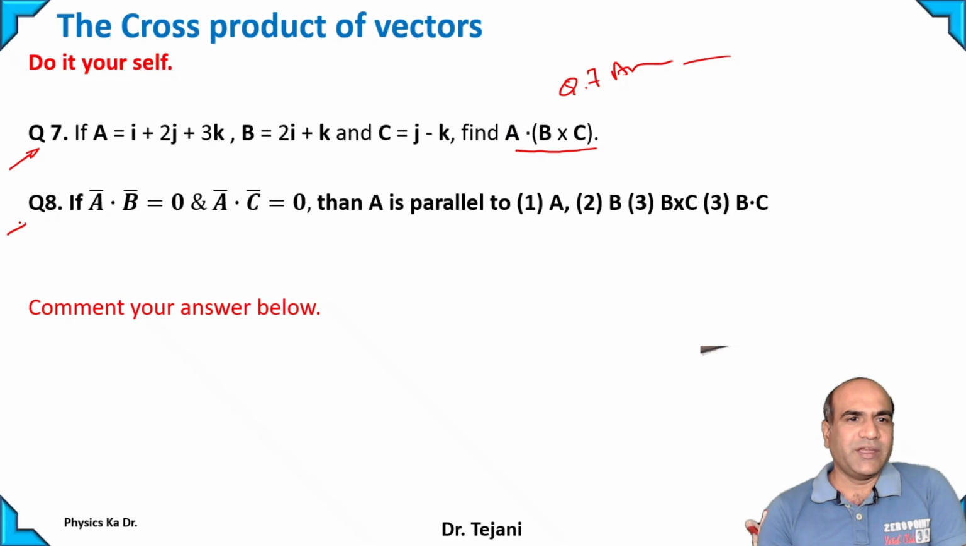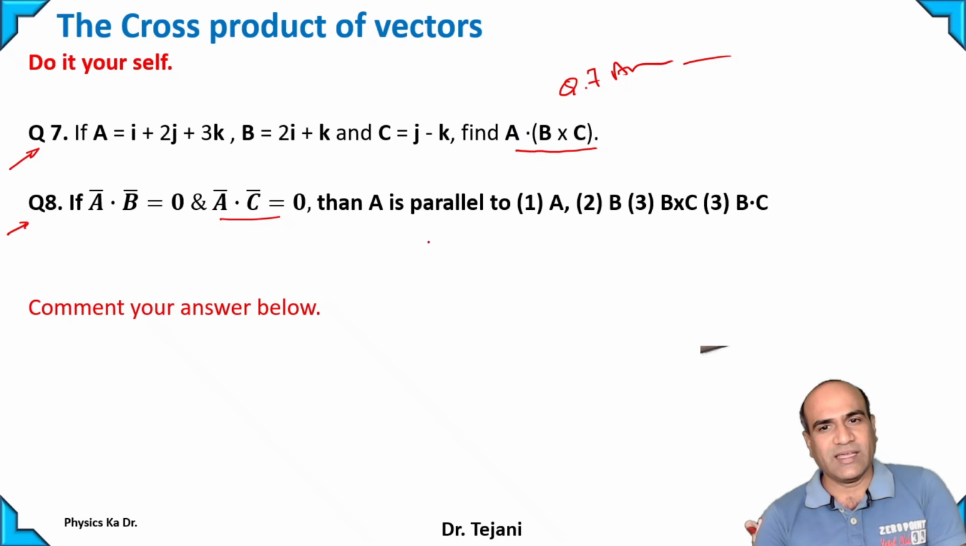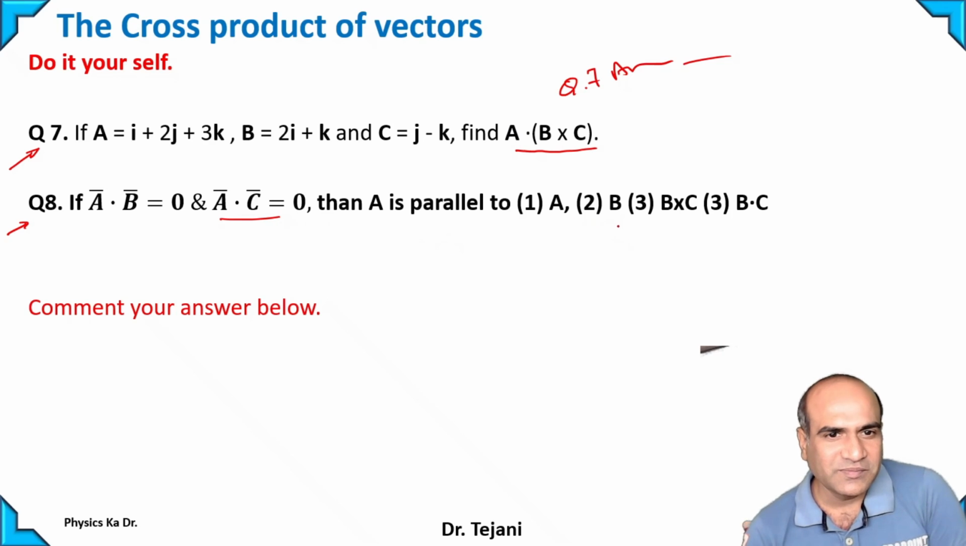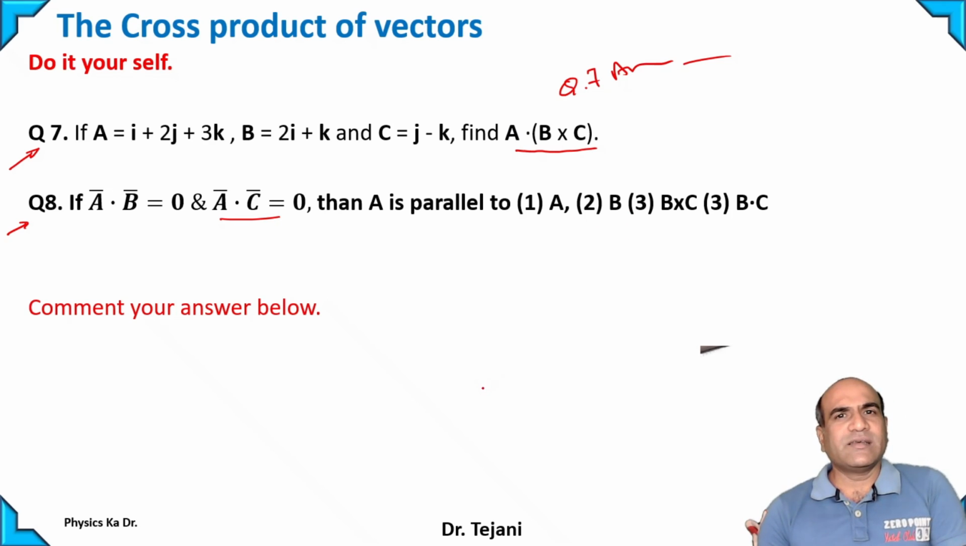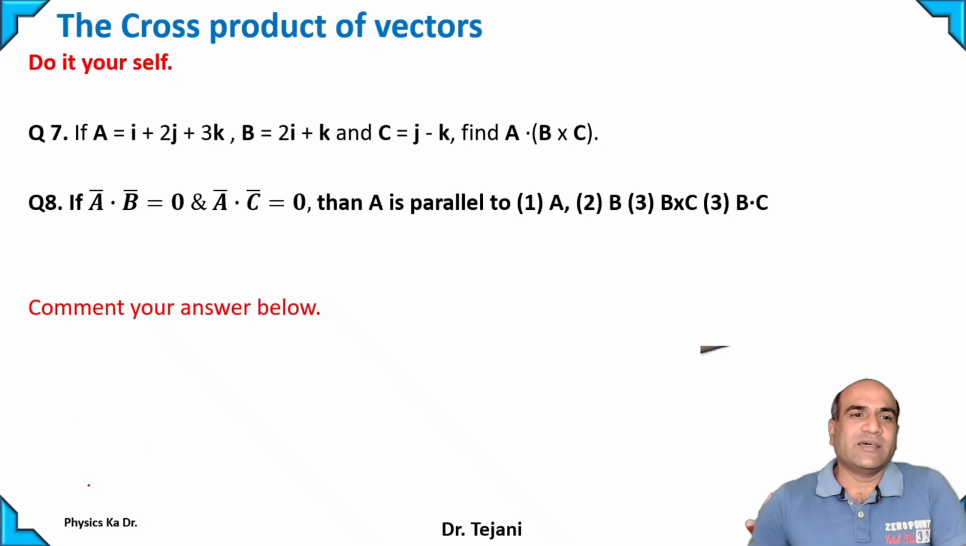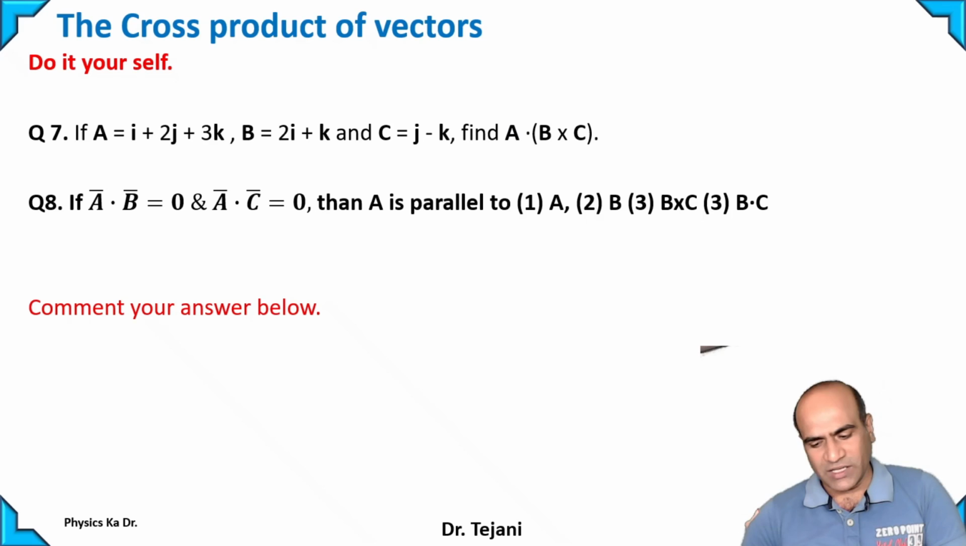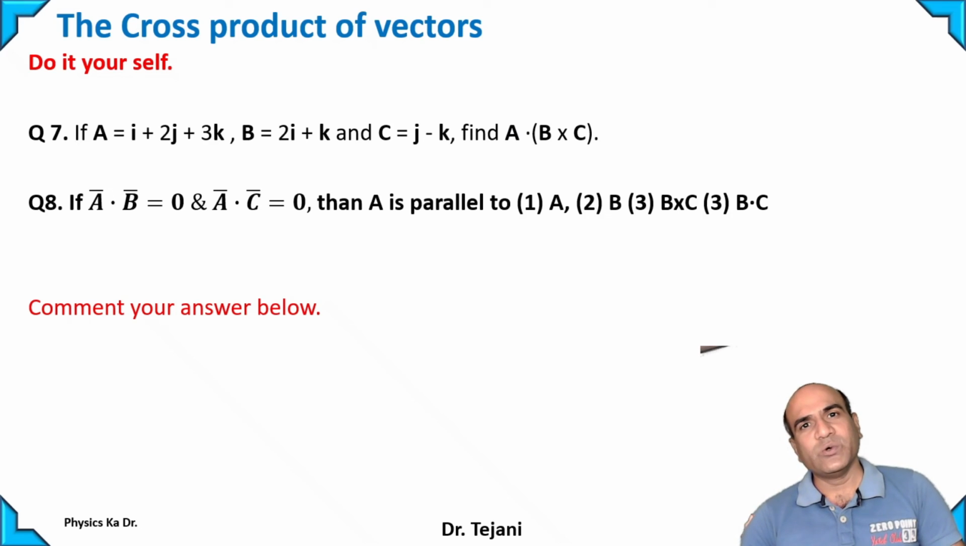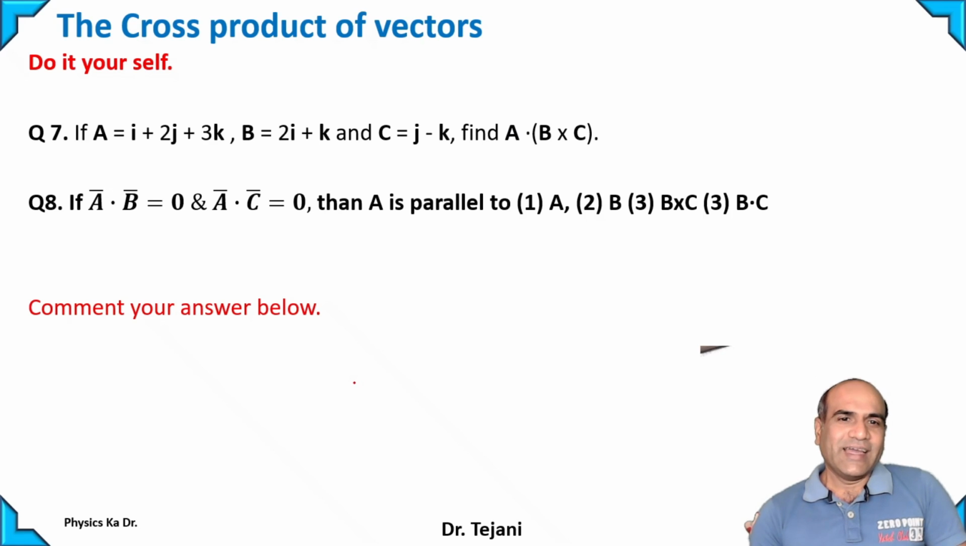And question number 8, a dot b is equal to 0, a dot c is equal to 0, then a is parallel to this solution. So which one is the correct one? These two you need to solve by yourself and comment me your answer. Do not Google your question. Definitely you will find your answer on Google, but you will never learn. Learning is only possible when you try by yourself. And you comment your answer or method, full method, in the comment box.